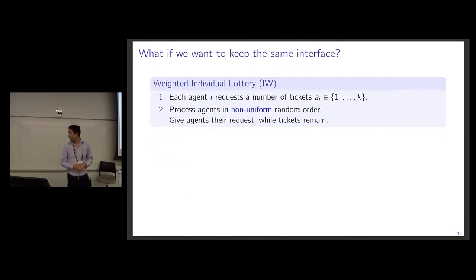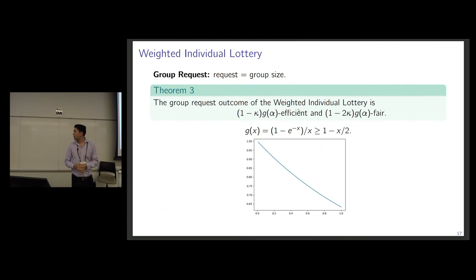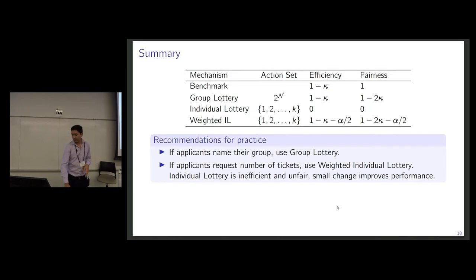Very briefly, we have the third mechanism, where we don't use a uniform random order anymore, but instead we sample individuals with a probability inversely proportional to their request. What we show here is that we obtain very similar guarantees as in the group lottery. However, here we have a G of alpha factor. Here I have the plot of the function G, which is always smaller than 1. When x is close to 0, it is 1, and when x is 1, it is equal to 1 minus e to the minus 1, which is around 0.63.